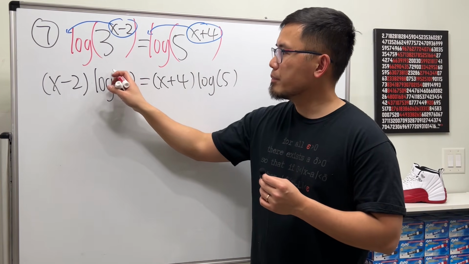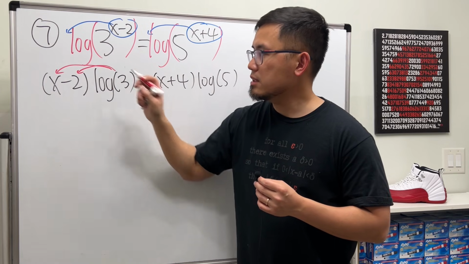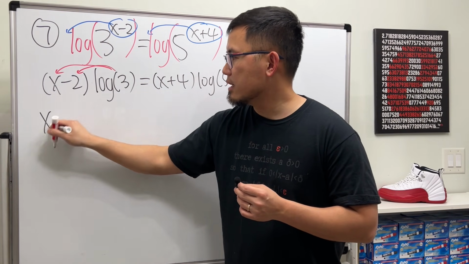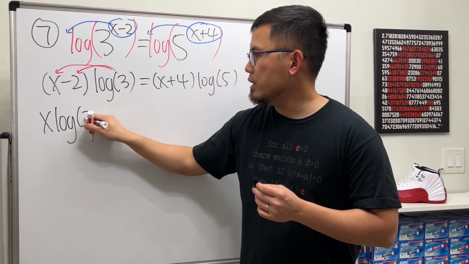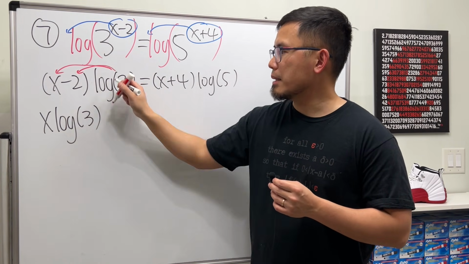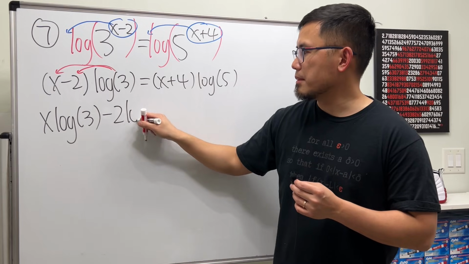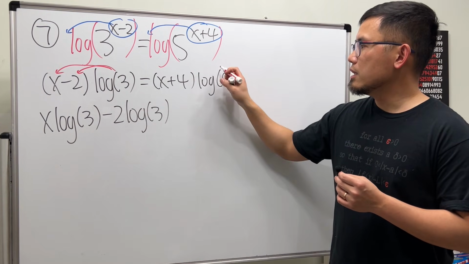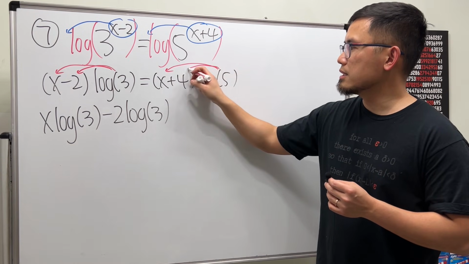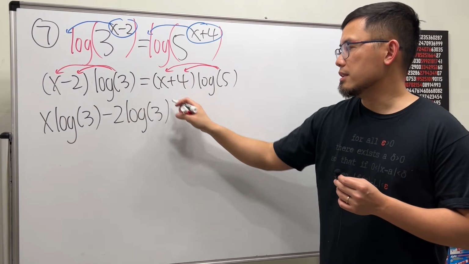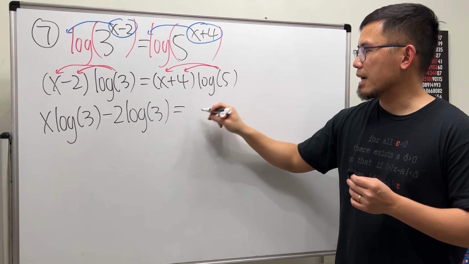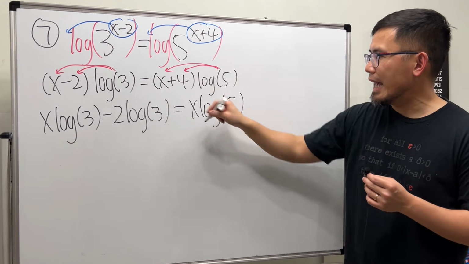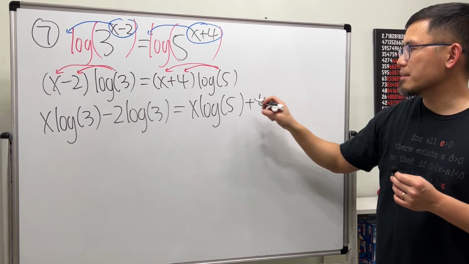This is a number. I'm going to distribute it backwards like this. I would like to write it as x times that. So we have x times log of 3, and then minus 2 times that, so it's just minus 2 times log of 3. For the right hand side, do the same thing. This times this times that. So this is equal to x times log of 5, and then we add 4 times log of 5.